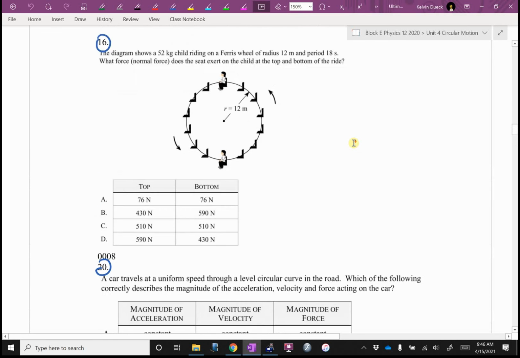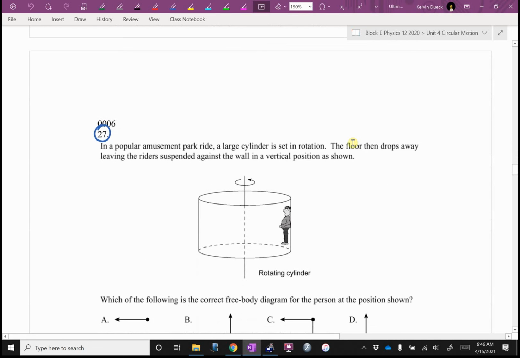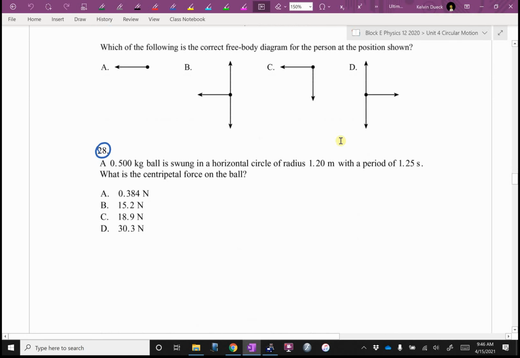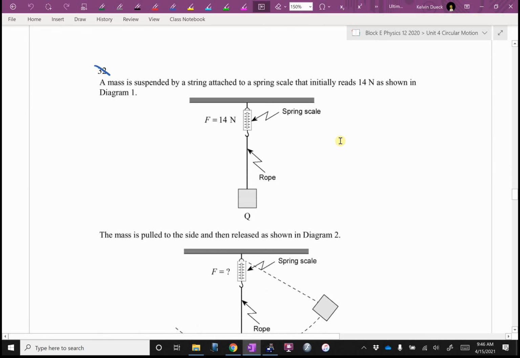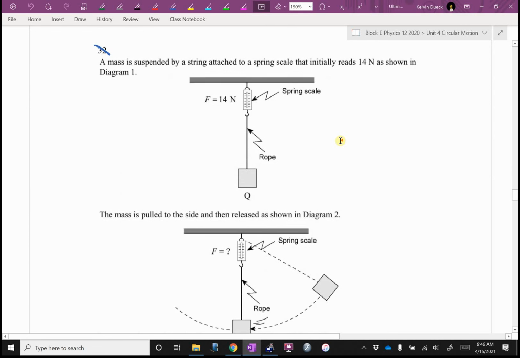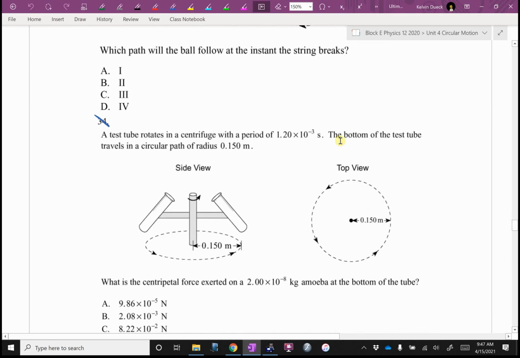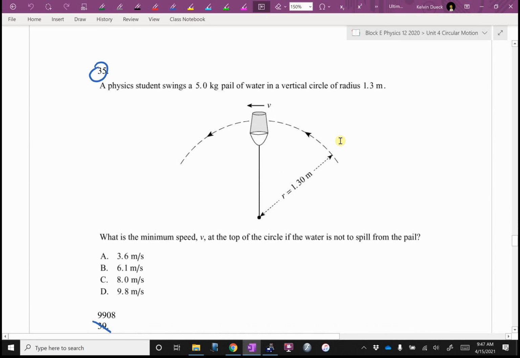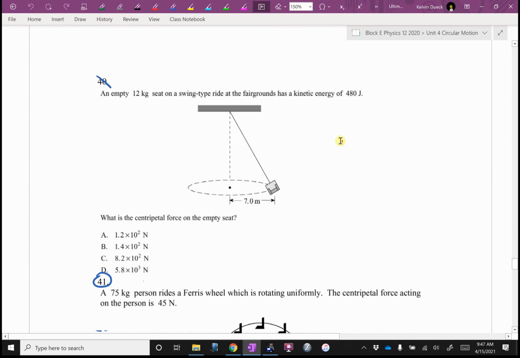Sorry, 20 is good. I said 17. 20 is good. You can cross out 21. You can cross out 22. The Gravitron, 27 is good. 28 is good. You can cross out 32. 33 is good. You can cross out 34. 35 is good. But you can cross out 39. You can cross out 40.